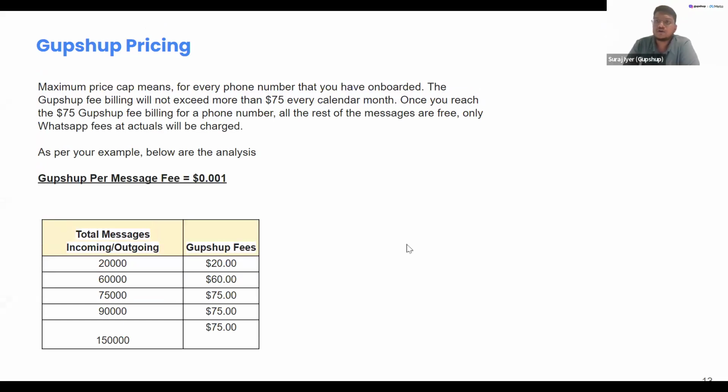No, so all your calculations happen on IST itself. IST is the time zone that we follow. All of the wallet reports that you download are in IST time zone itself. So the reset will happen on the first of the month on IST itself. So basically 12 a.m. on the first of every month.